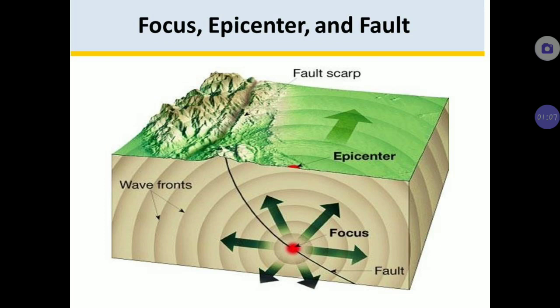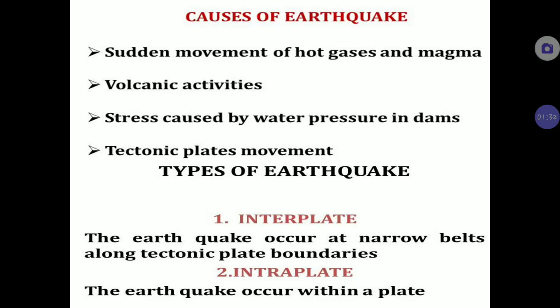Along with the focus and epicenter, fault line and fault scarp are also very important terms. Fault line is passing through the focus, and fault scarp causes damage on the surface of the earth. Different waves are propagated from the focus which have different frequencies. Collectively it is called seismic waves. Causes of earthquake: sudden movement of hot gases and magma, volcanic activities, stress caused by the water pressure in dams, tectonic plate movements.